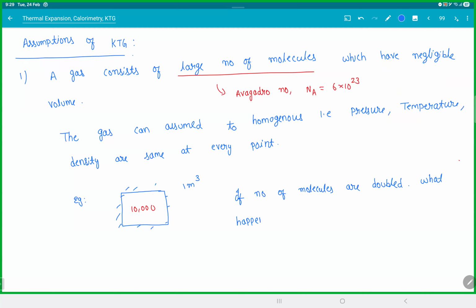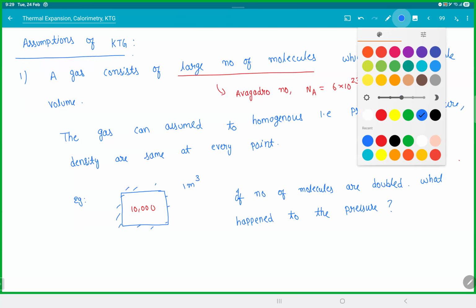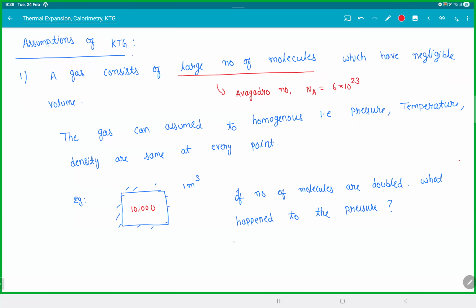Now, if you try to use the ideal gas equation, PV is equal to nRT, that will say P is proportional to n and the pressure should double. But the problem here is the equation PV is equal to nRT is not valid.